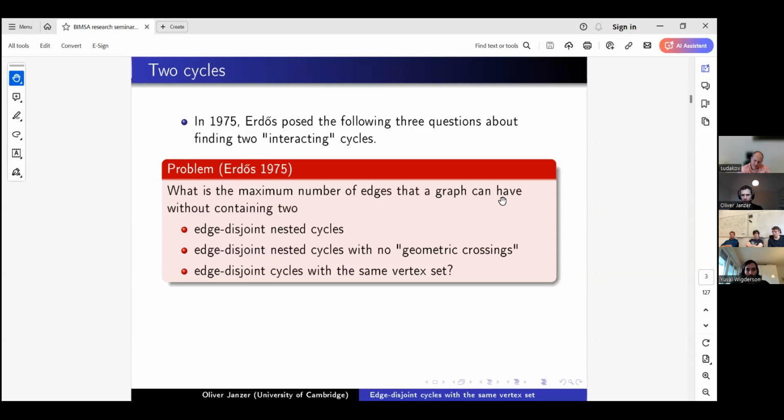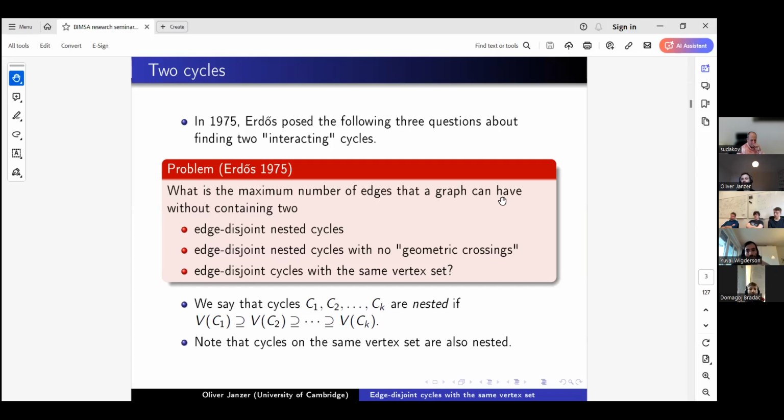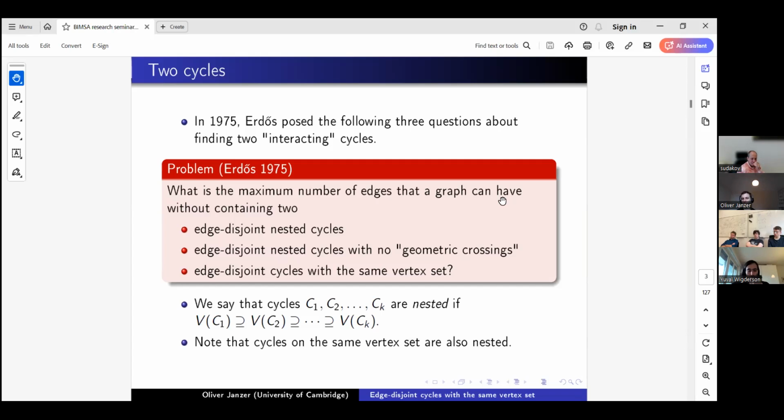So before I turn to the main topic, let me briefly talk about the first two problems. What do we mean by nested cycles? We mean that the vertex sets form a nested sequence. Here, i doesn't mean a cycle of length i, but it's just an index for the ith cycle. One thing I would like to point out is that two cycles on the same vertex set are trivially also nested. So any bound on the third problem implies the same bound on the first problem. In particular, finding two edge-disjoint cycles with exactly the same vertex set is more difficult than finding two nested cycles.